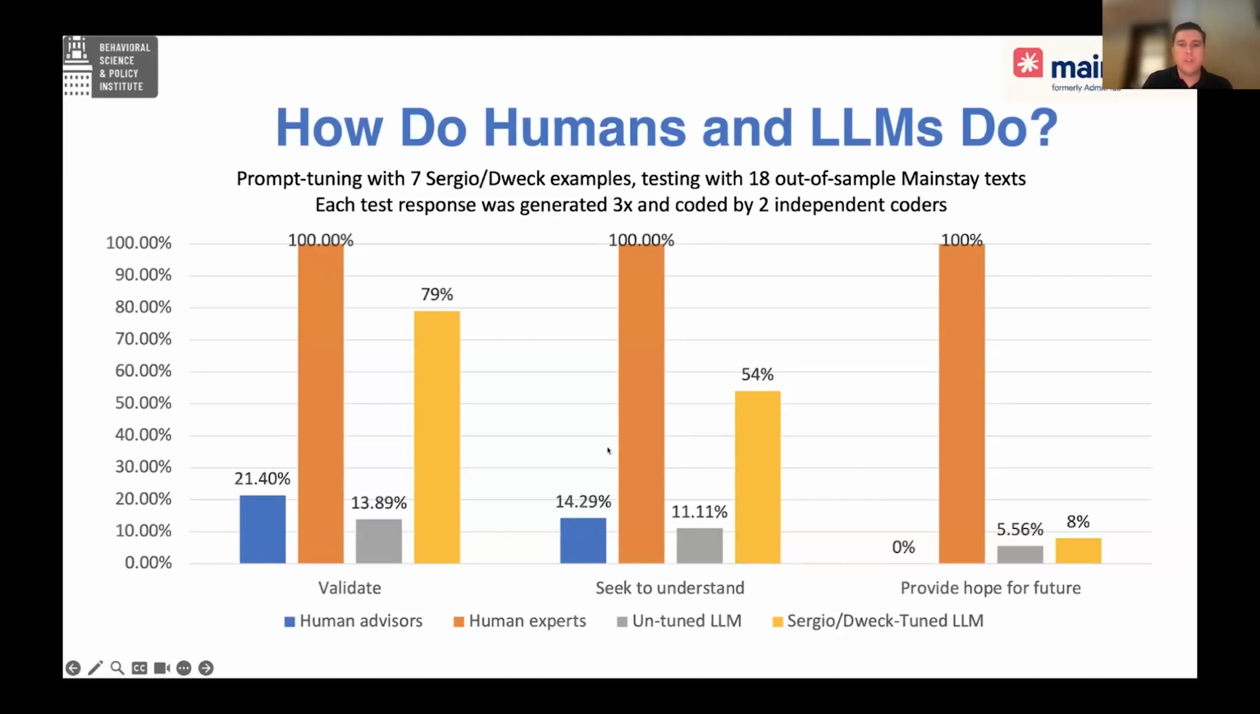So rare for humans, we did it all the time. LLMs only did it 11%. Prompt tuned, you get 54%. How about making an argument about how the future could be better?